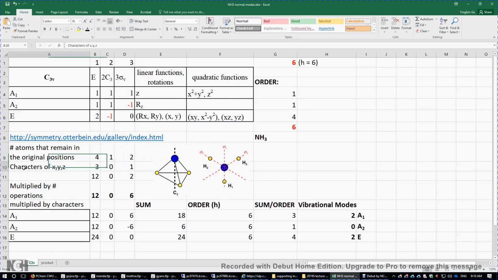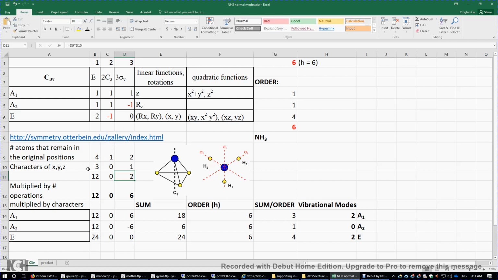And then we need the characters of X, Y, and Z, because each atom can have 3 different motions in 3 directions. But how can we get this? Well, it's already in the character table. We just look for X, Y, and Z. So X, Y have a character of 2 here, and Z has a character of 1. If we double click this, it's just B4 plus B6. B4 is for Z, B6 is for X and Y. And then it's really easy to drag it to get the characters under the C3 symmetry operations and under the sigma V operations. Again, if we double click this, it's just this number plus this number.